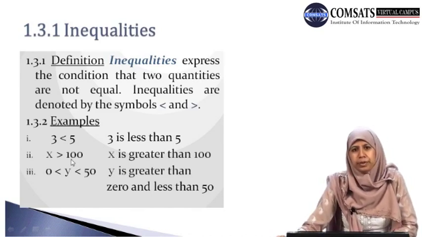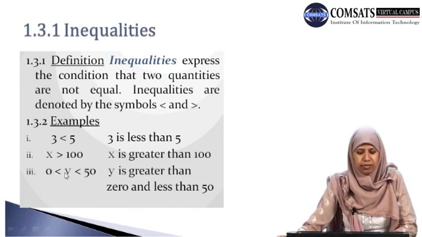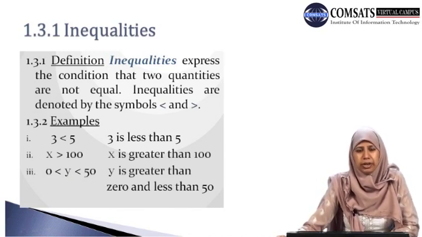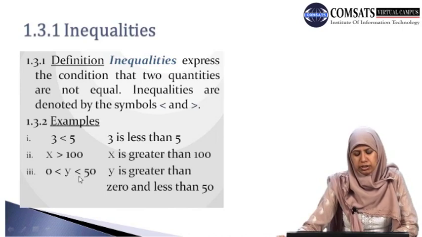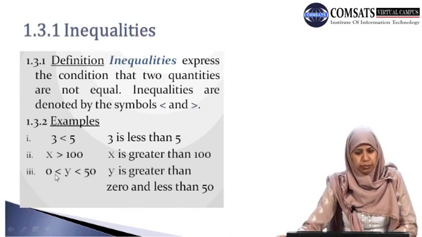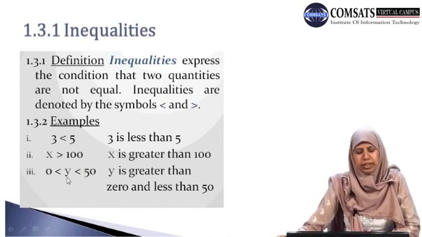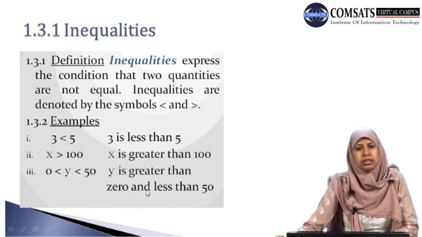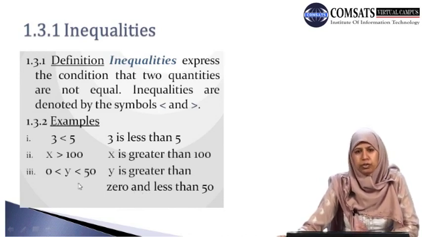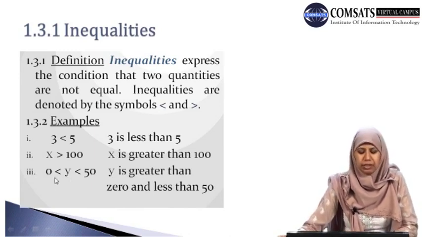We can also compare more than two things at the same time. For example, if we say that 0 < y < 50, it means we are comparing the values of the variable y between 0 and 50. How will we say this mathematical notation? y is greater than 0 and less than 50. When we have more than two quantities in our expression, then we use the word and in between, meaning both of them are satisfied at the same time: y is greater than 0, it's true, and the other side shows that y is less than 50.